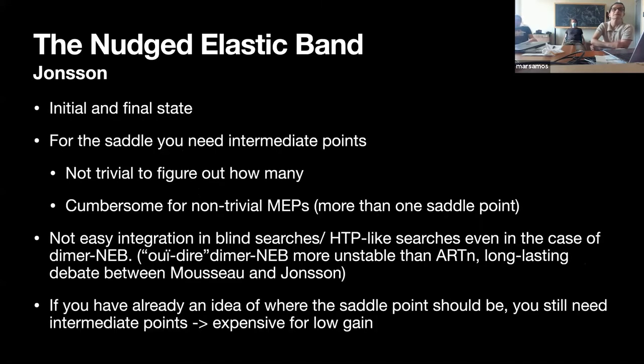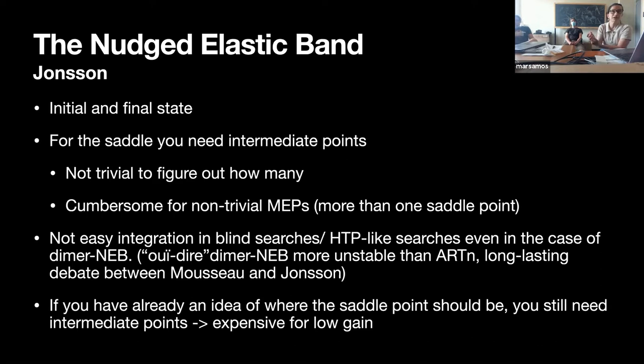So around the 20s, the nudged elastic band arrives. It was fantastic, because you needed an initial and a final state. But if the initial and final states were known, it was relatively easy to have something quite systematic, without the need of moving atoms by hand and figuring out some kind of jump direction. The problem of the nudged elastic band is that you need intermediate points. And it is indeed not trivial to figure out how many points you need to converge a reaction path with the accuracy that you want.